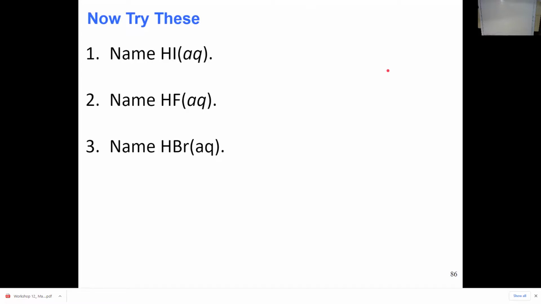So these three examples, we can look at this list really quickly and see that they're all binary acids, right? There's no oxygen involved. So we're going to start with the hydro prefix on all of them. Then we're going to take the root name of the anion and add the IC ending. So for HI, hydroiodic acid. For HF, hydrofluoric acid. For HBr, hydrobromic acid.